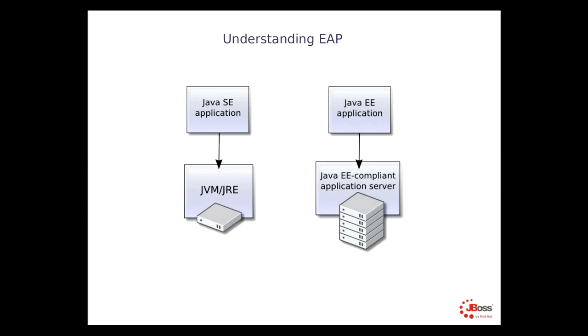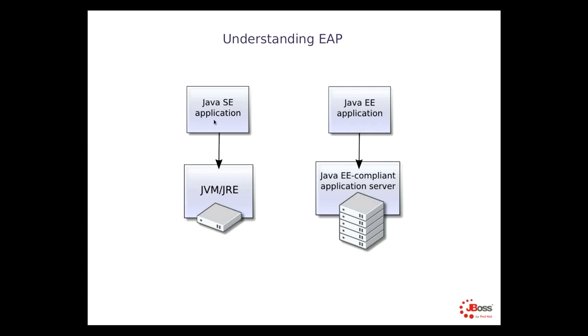JBoss Enterprise Application Platform, or EAP for short, is the market-leading open-source Java EE application server. The EE in Java EE stands for Enterprise Edition and is used to reference the API, or Application Programming Interface, libraries that support enterprise-class applications.